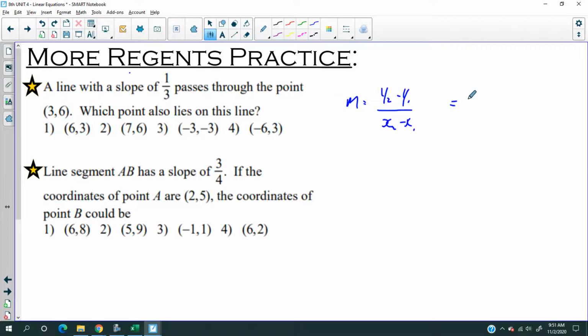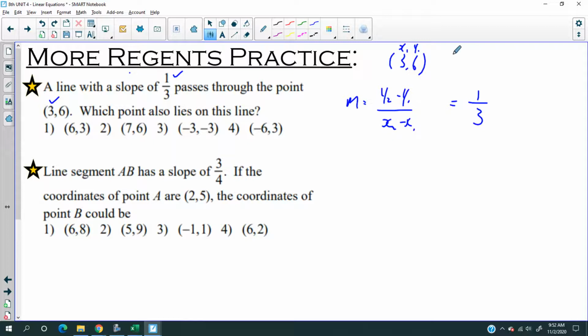The answer of the slope is 1/3. Now, they gave you one of the points, so one of them is (3, 6). Which means that one of these is, let's say, x1, and one of these is y1, the first x coordinate, first y coordinate. So let's try that. Think about it like this. Now I'm going to substitute. That's all I'm going to do.